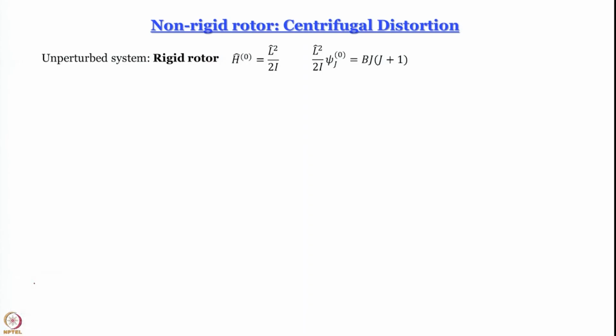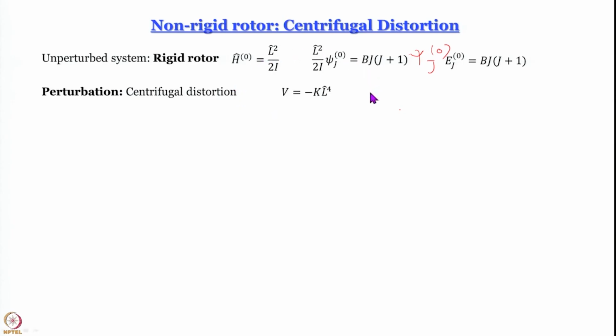Of course, I think you can see that this equation is not complete, you must write the wave function also, psi j 0th order. Okay. This is what we have learnt, and Ej 0th will be equal to B into j plus 1, just this, nothing. So, the perturbation is centrifugal distortion, as we said.